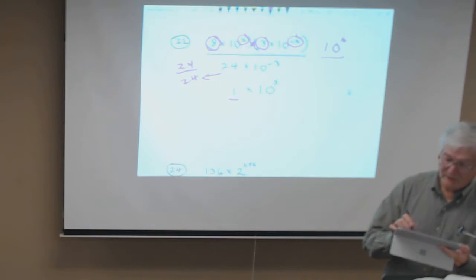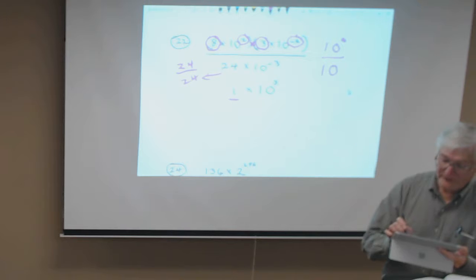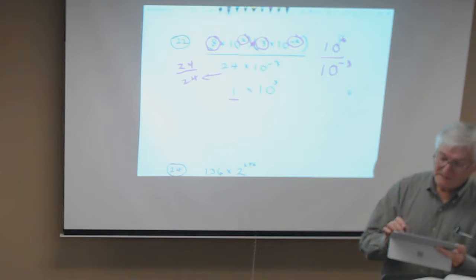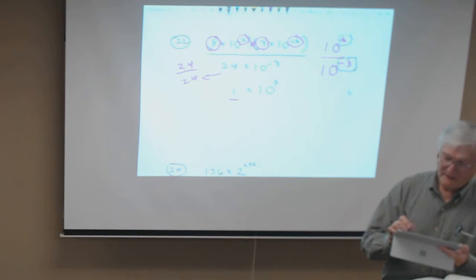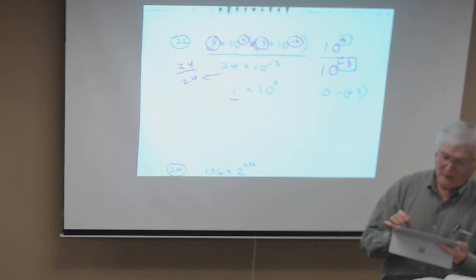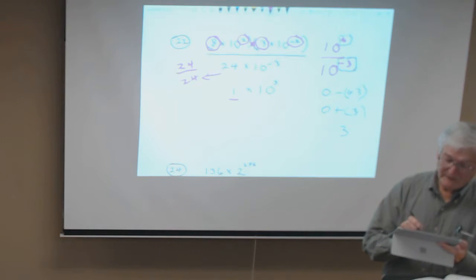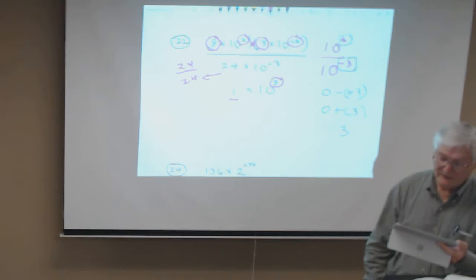Then 10 to the 0 divided by 10 to the negative 3. What do I do with the exponents? When I'm doing division, subtract. I go 0 minus negative 3. Remember, I subtract the bottom one from the top one. What's 0 minus negative 3? That's 0 plus what? 3. So the answer is 3. So it becomes 10 to the third. 1 times 10 to the third.